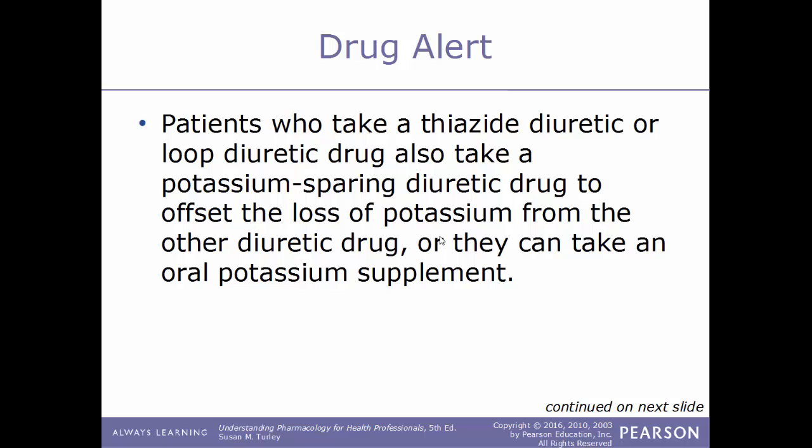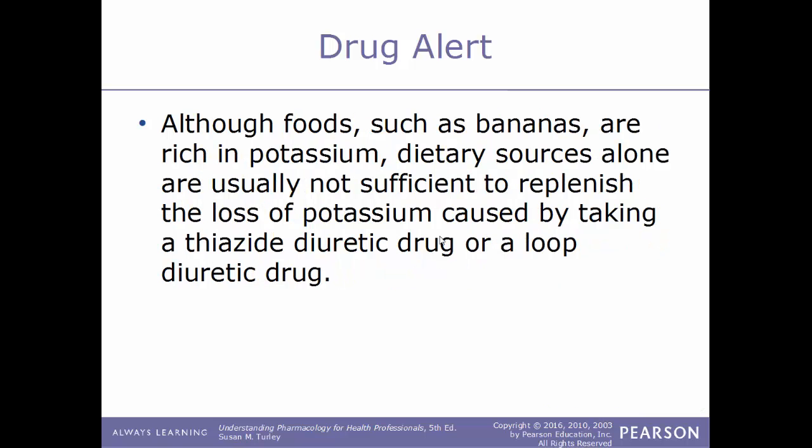that loss of potassium. Or that patient could take an oral potassium supplement. Although foods such as bananas are high in potassium, the dietary sources of potassium are usually not sufficient to replace the loss of potassium that's caused by these diuretics.